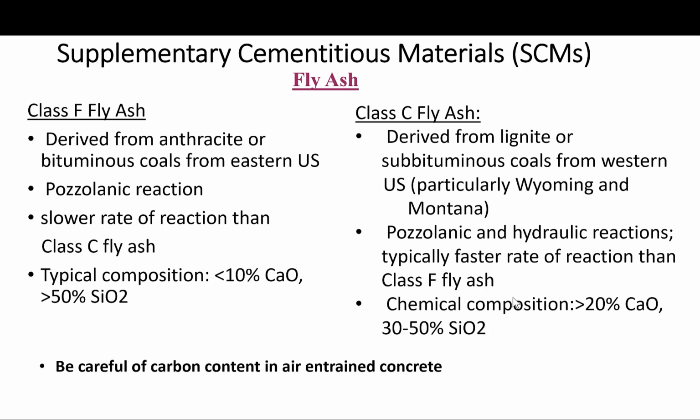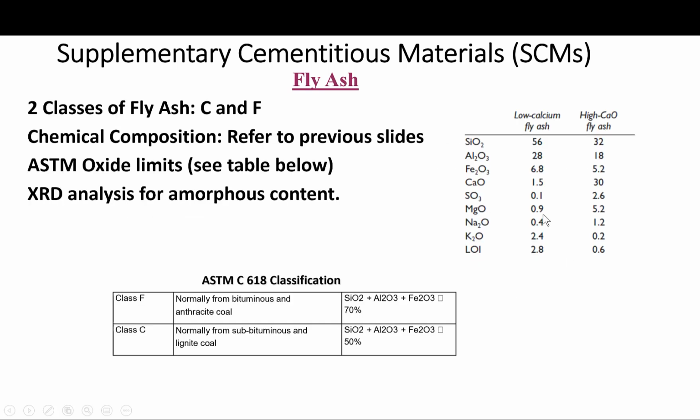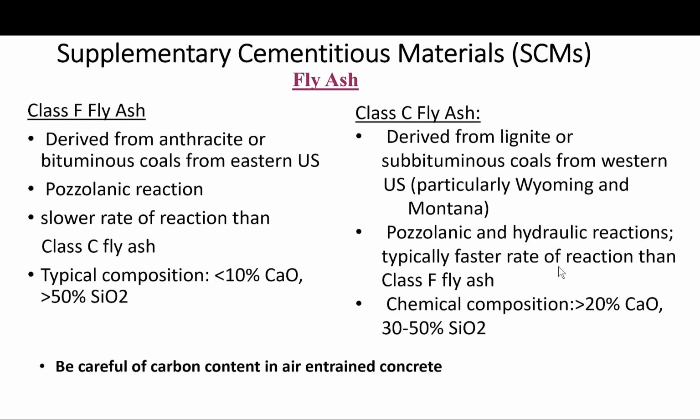Typical composition for Class F: less than 10% calcium oxide, more than 50% SiO2. For Class C: more than 20% calcium oxide, 30 to 50% SiO2, as you can see here. One more thing, as I mentioned earlier, be careful of the carbon content, especially in air entrained concrete, because the carbon affects the air entraining capability of the air entraining admixtures. So again, reading the mill certificate for the fly ash being used is key for the engineer.